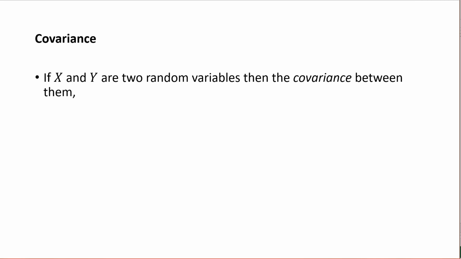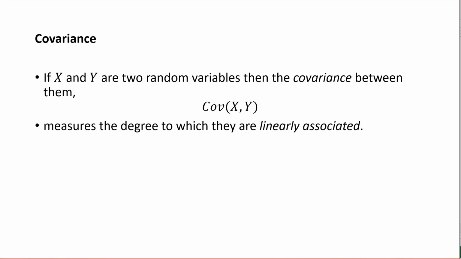The idea now is that we have two random variables. So x and y are just two given random variables. Could be discrete, could be continuous. Then the covariance between them is denoted by COV, for covariance, x comma y. And it makes no difference if you do covariance of x comma y or y comma x. And what it is, it's basically a measure of the degree to which they are linearly associated.